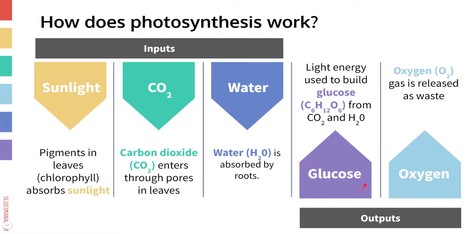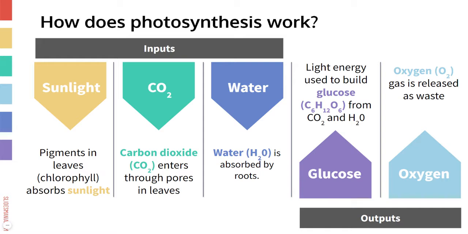I just want to focus on the outputs first because the big main point of photosynthesis is that we're making glucose. We're making sugar. So glucose is the major point of photosynthesis. It's why plants and algae and some bacteria are doing this process in the first place. It's to make this glucose. So this is the food that photosynthetic organisms are making.